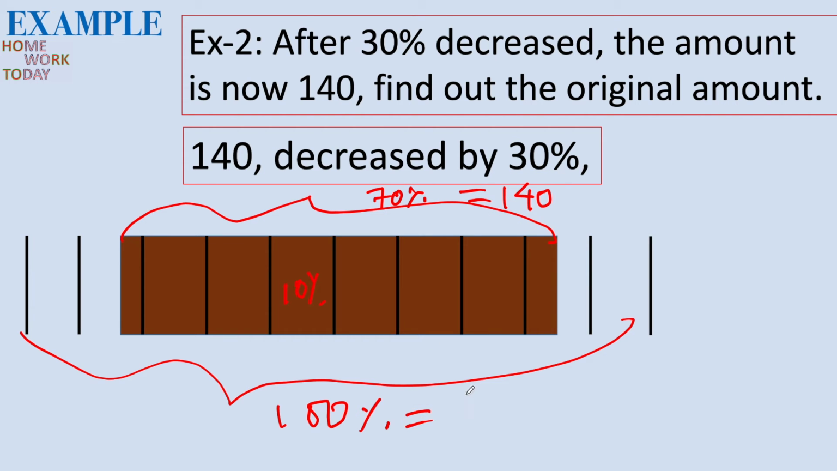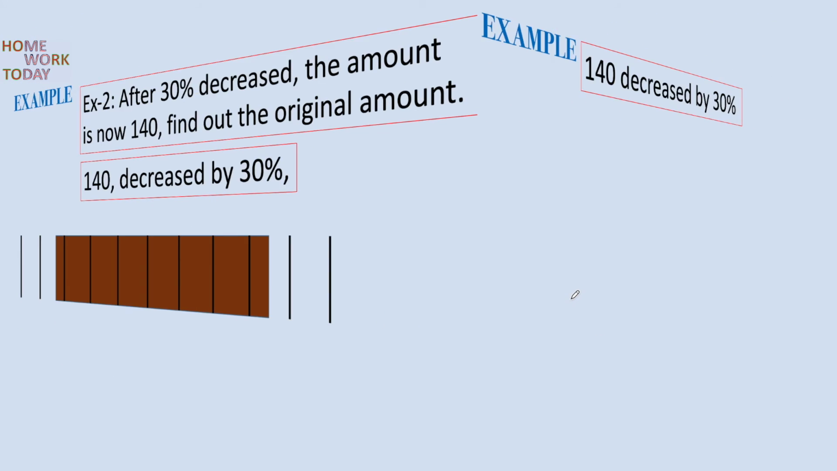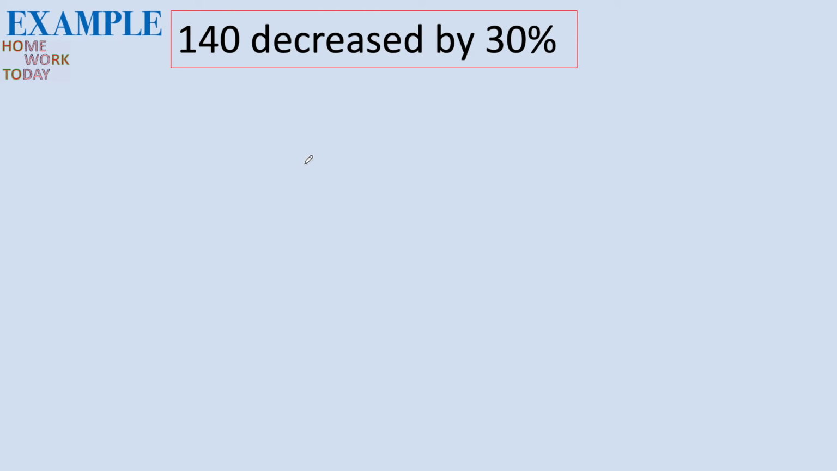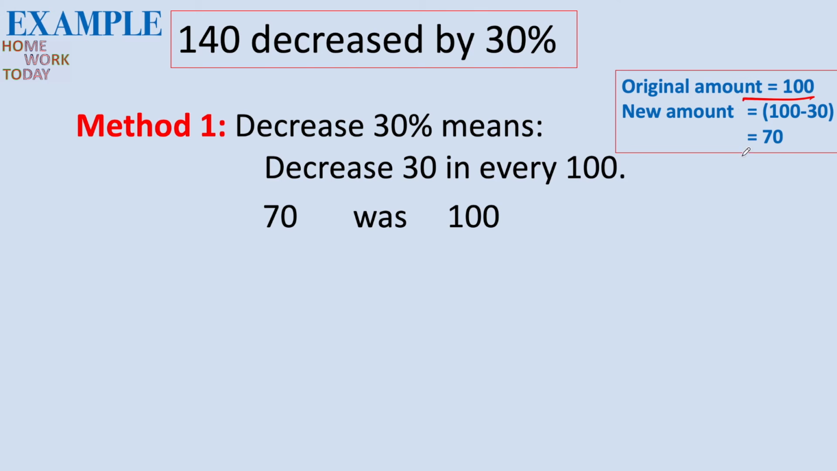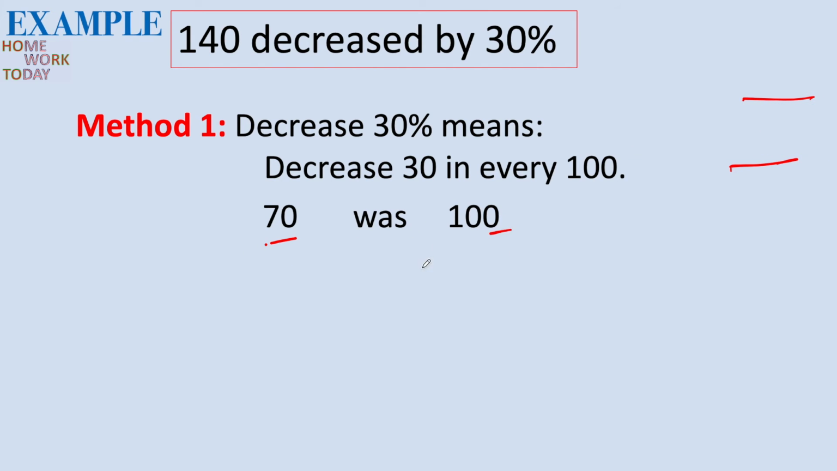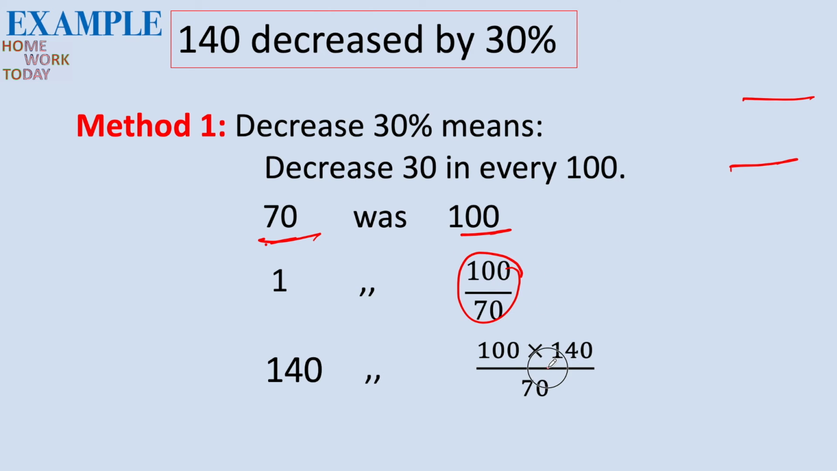Now we need to work out what 100% is to find out the original amount. A 30% decrease means 100 decreased by 30, so it's now 70 after a 30% decrease. 70's original amount is 100. Since the original amount is more than 70, we divide 100 by 70. Now let's find out 140's original, which will be more than 140, so we multiply 140 by 100 over 70.